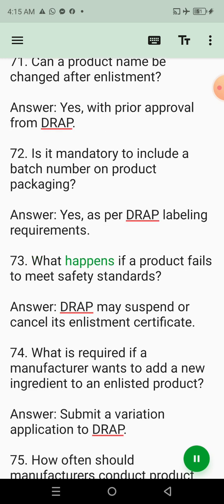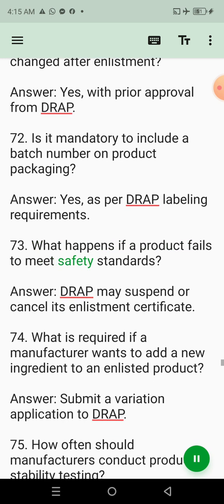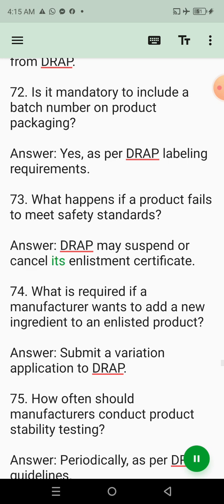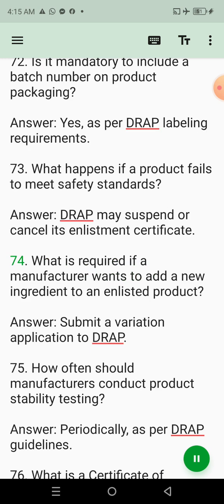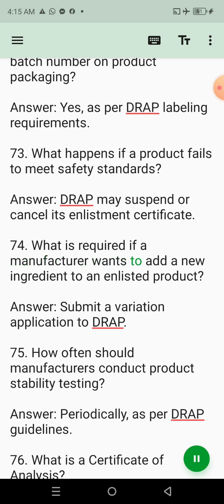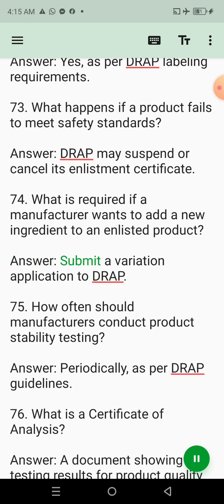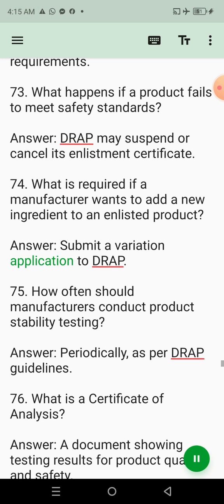73. What happens if a product fails to meet safety standards? Answer: DRAP may suspend or cancel its enlistment certificate. 74. What is required if a manufacturer wants to add a new ingredient to an enlisted product? Answer: Submit a variation application to DRAP.